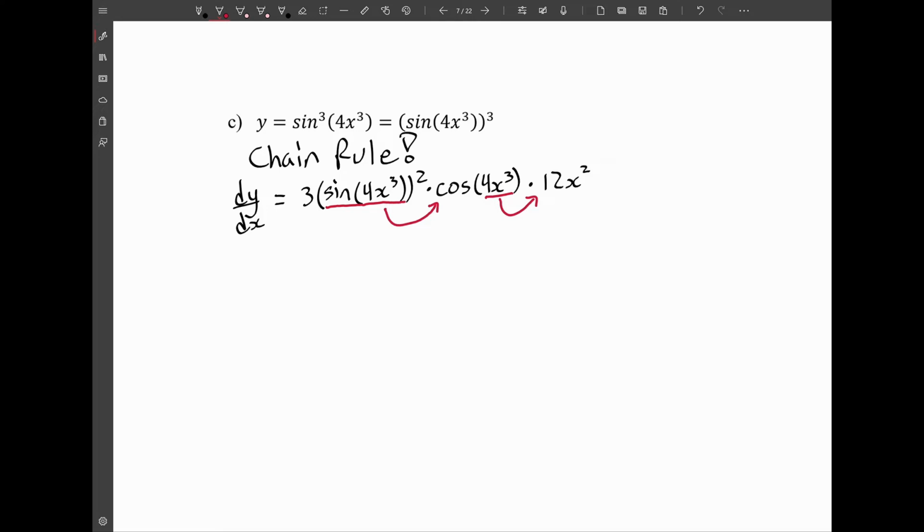And then my interior function of 12x squared is x. So I take the derivative of that, and I get dx/dx, which is when I know I can stop. If you're ever really not sure when to stop the chain rule, basically once you get to dx/dx, you're done. So now that I have all that, I can lay out my final answer. We can group some coefficients here. 3 and 12 make 36. And I have that x squared there as well, so 36x squared, cosine of 4x cubed, sine squared 4x cubed.